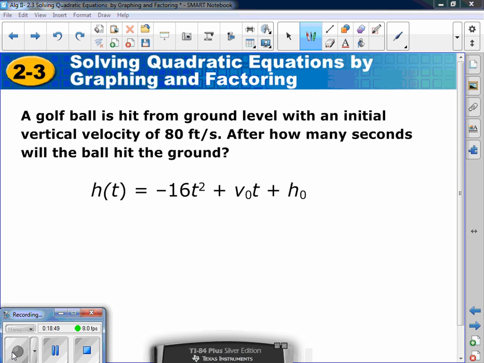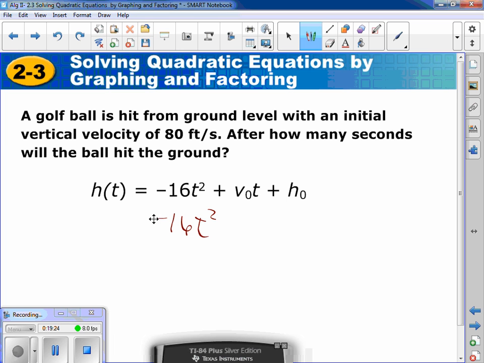All right, a golf ball is hit from ground level with an initial velocity of 80 feet per second. How many seconds later would the ball hit the ground? All right, if you don't know golf, little white ball on the ground, you hit it with a stick, goes up, it comes down, right? You use the same formula. H of t equals negative 16 t squared plus v sub 0 t plus h sub 0. Gravity does not change regardless of the problem. As long as we're talking about Earth, we're going to stick with this gravity.